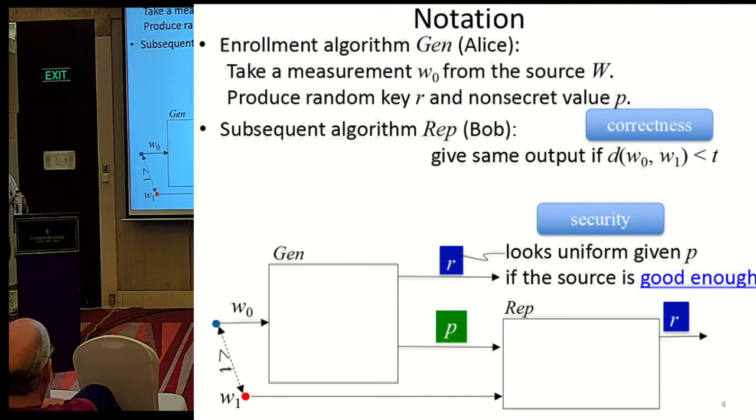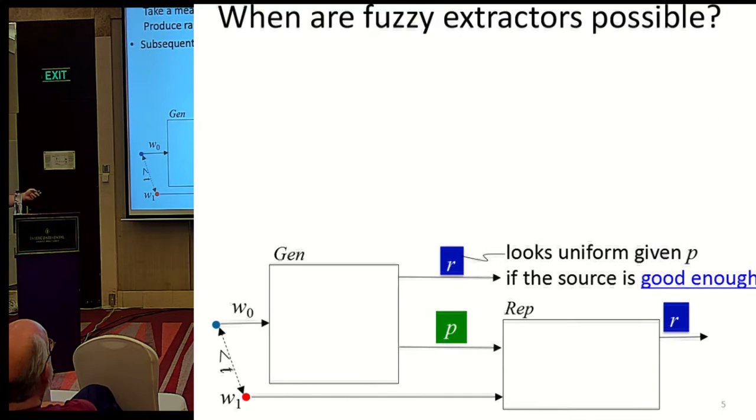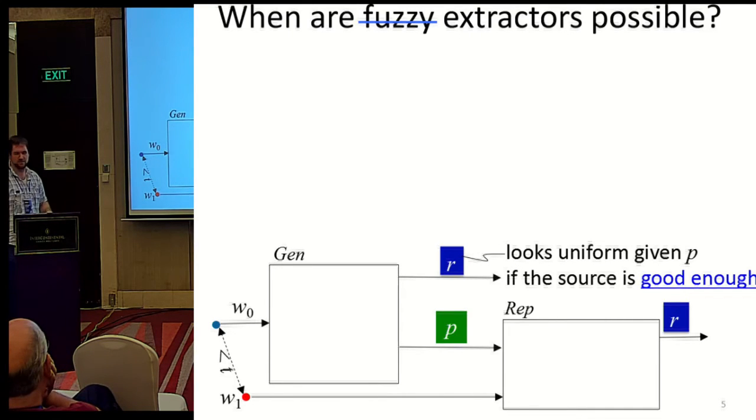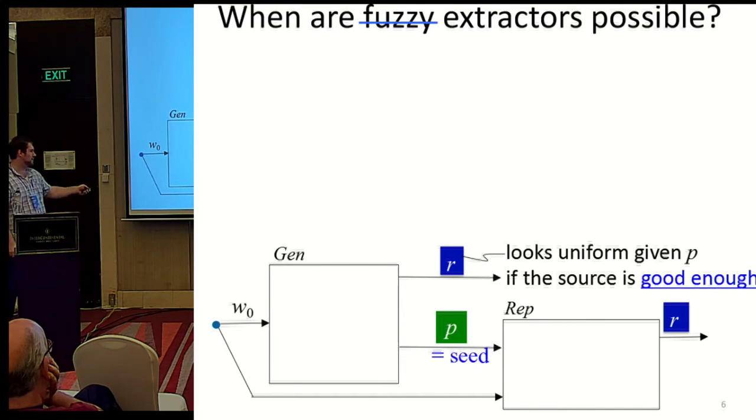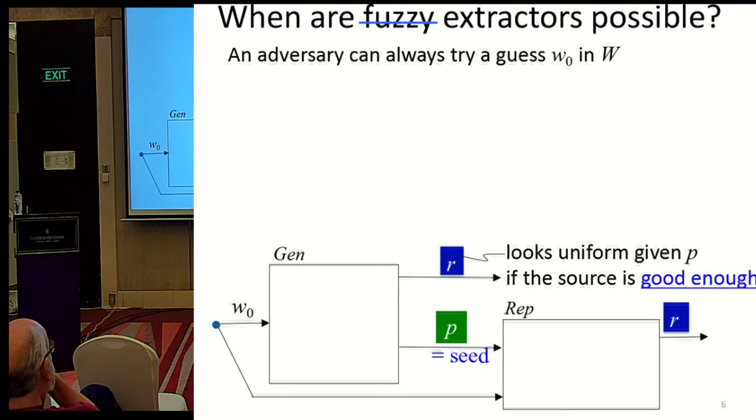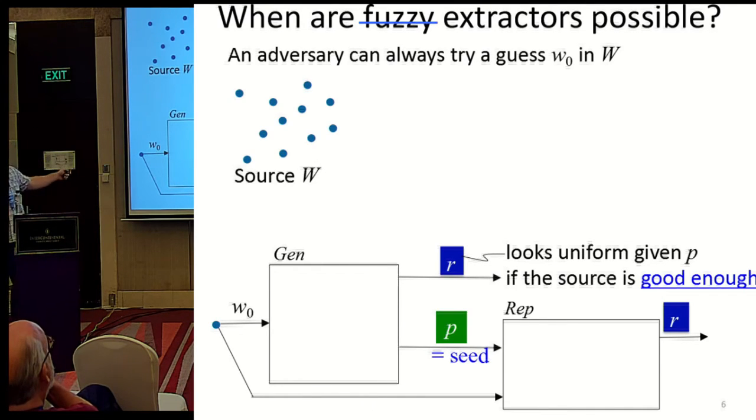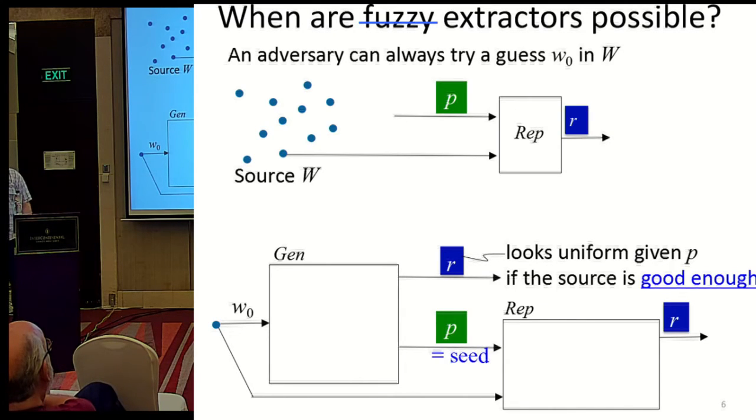To start, we're going to go to a more familiar setting. Rather than asking when fuzzy extractors are possible, we're going to ask when extractors are possible. I hope people in this talk are a little more familiar with randomness extractors. Here, we get rid of this distance t, and normally we call this value P a seed. In the randomness extractor game, we know that an adversary can always try to guess W0 in the distribution. Whatever our source looks like, they can pick some value and run that in the Reproduce algorithm, and they get some candidate key out.